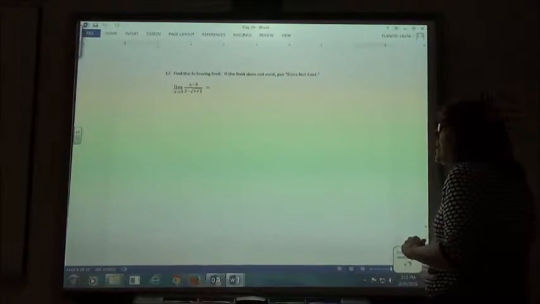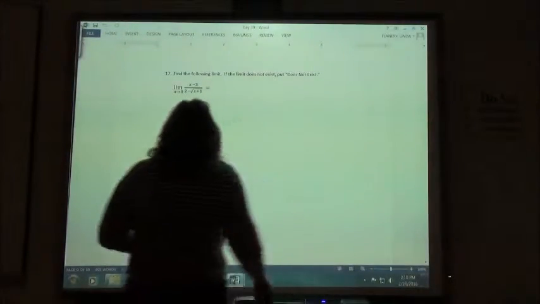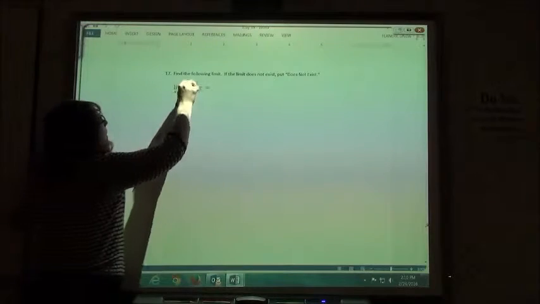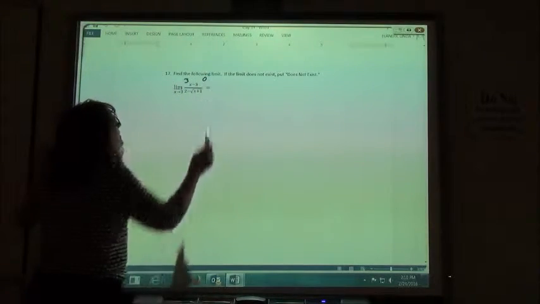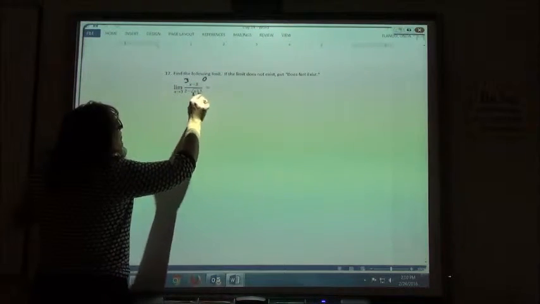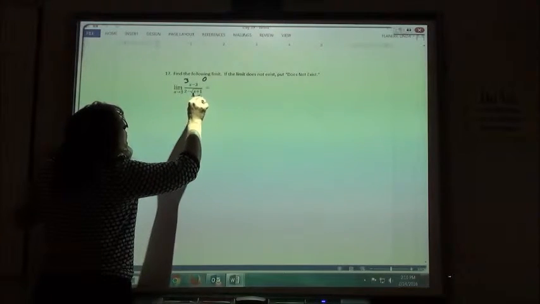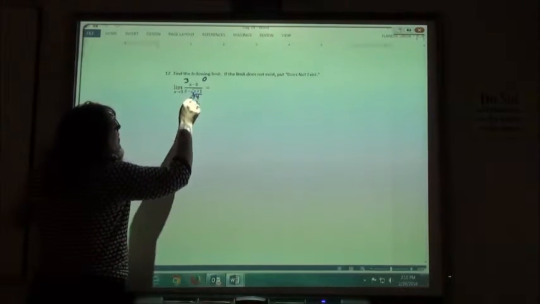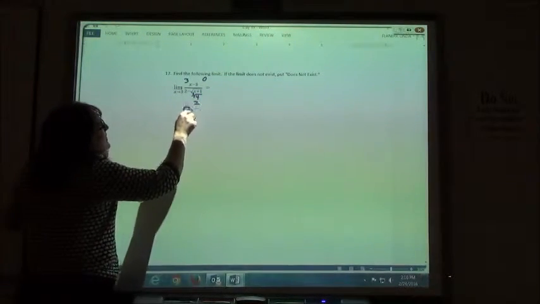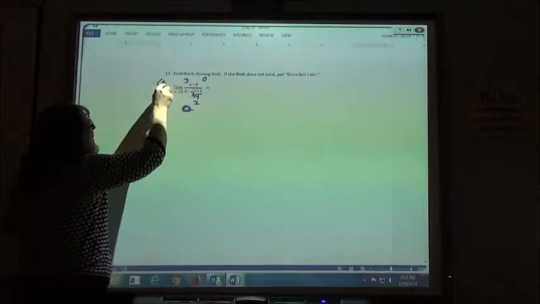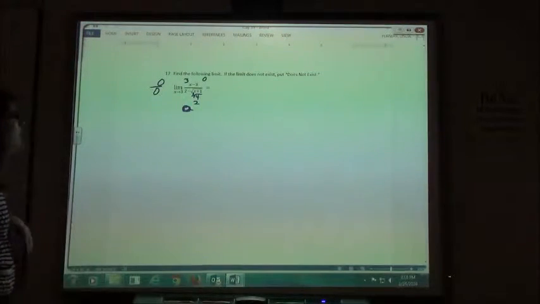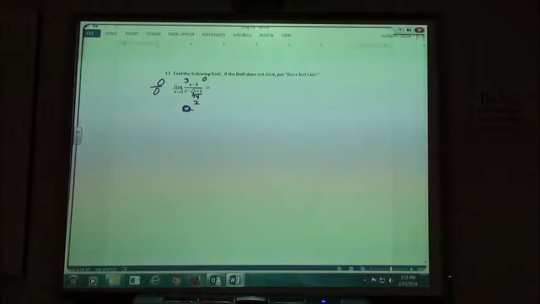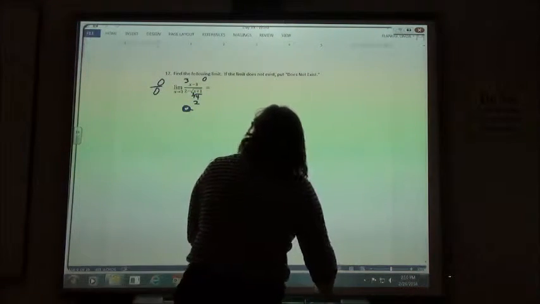Number 17, same kind of thing. If I put my 3 in, I would have 3 minus 3 on top, which is 0. Here I would have 3 plus 1, which is 4. The square root of 4 is 2, and 2 minus 2 is 0. So again, I get 0 over 0. And so even though I try to evaluate it directly, I can't. And so I have to come up with some other method.